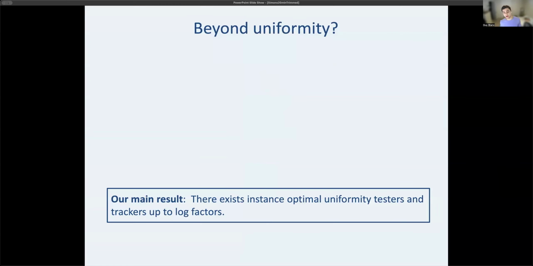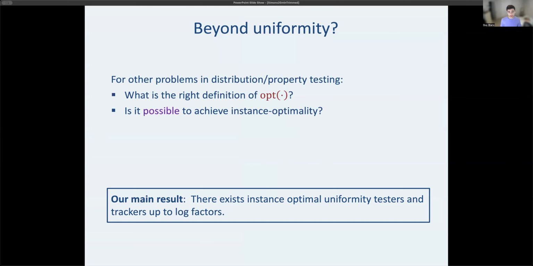Now, closing, I just want to remind the audience that our main result is these uniformity testers and trackers up to log factors, and also introducing this notion of instance optimality in the regime of distribution testing and finding a good notion of opt for uniformity. To me, I view this work as a very preliminary direction. This notion of instance optimality would be desirable for a lot of distribution testing problems, but there's quite a bit more work that needs to be done in other settings.